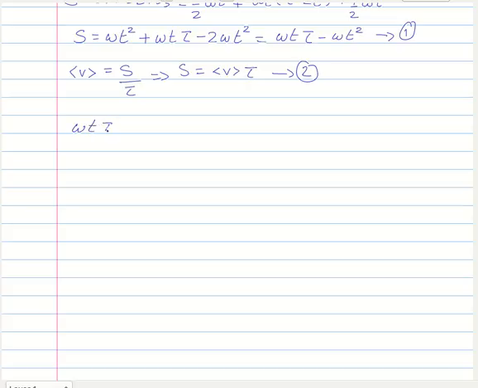So what we will get is Wt tau minus Wt square. This is actually equal to average velocity times tau. Now this is a quadratic equation. Quadratic equation is of the form, let us write it like this, Wt square minus W tau times t plus bracket V times tau is equal to 0.